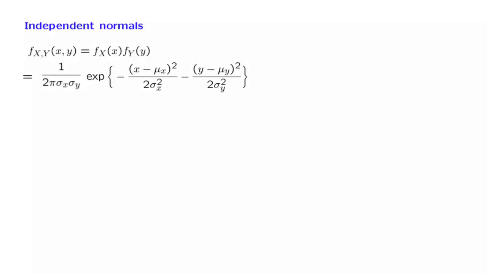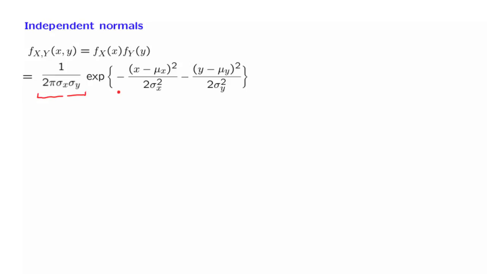Let us now generalize. Consider two independent normal random variables, but with general means mu x and mu y, and variances sigma x squared and sigma y squared. The joint is again the product of the marginal PDFs and therefore takes this form. This looks intimidating, but in fact it is pretty simple. This part is just a normalizing constant. It's the constant that's needed so that the joint PDF integrates to 1.